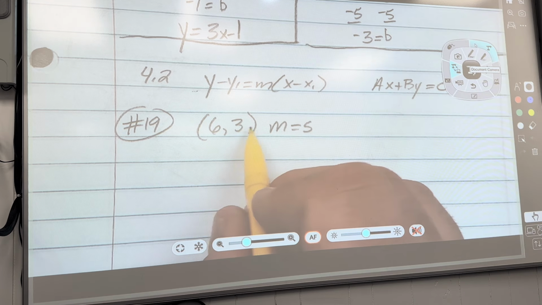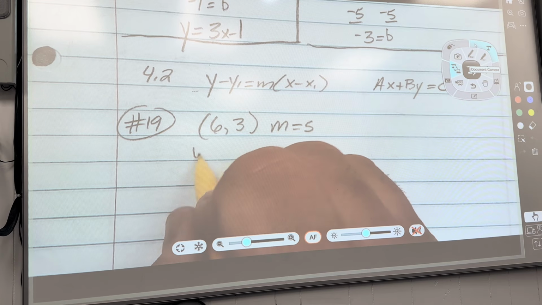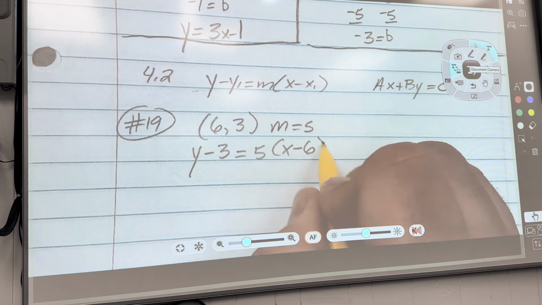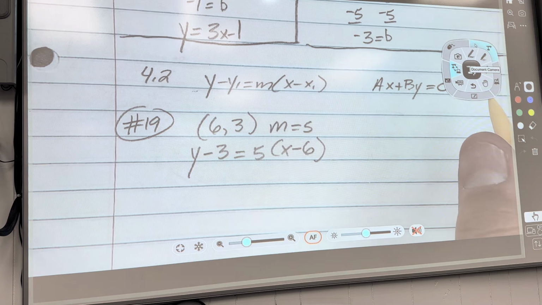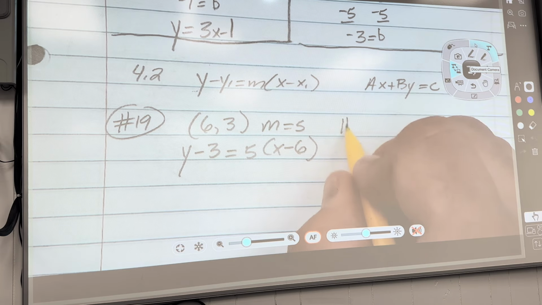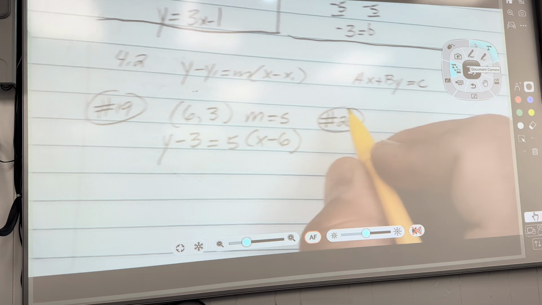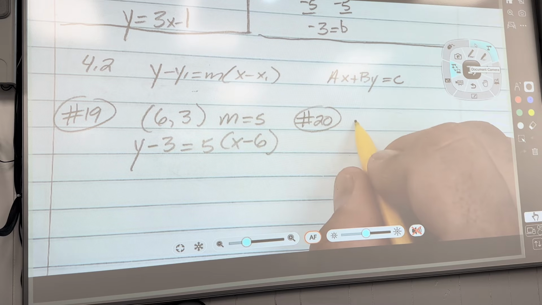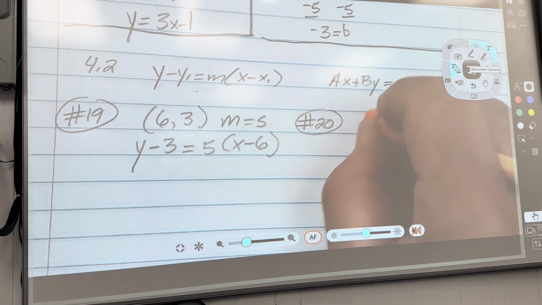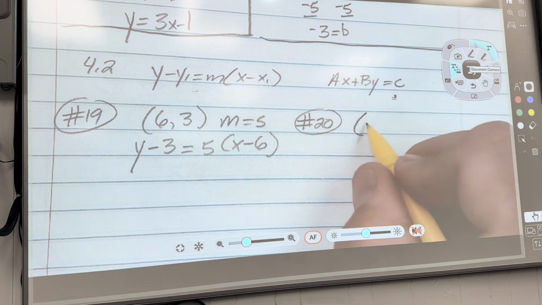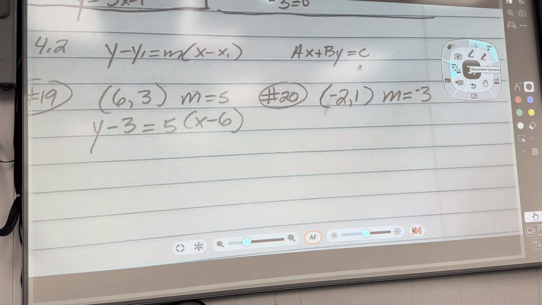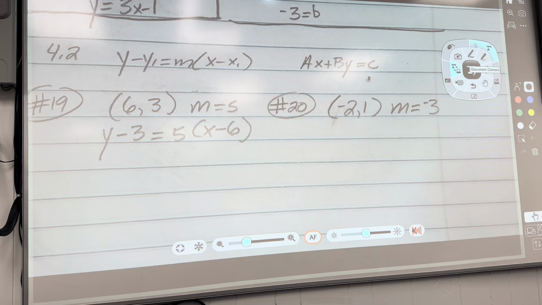So since both of those are positive, when we plug it in, they will be opposite. So y minus 3, keep the slope the same, times x minus 6. Any questions on that? You remember how to plug in the opposite of what you see. You try number 20 by yourself. On textbook page 277, they give you the slope, give you the point (-2, 1), and the slope of -3. Plug in the opposite of what you see.